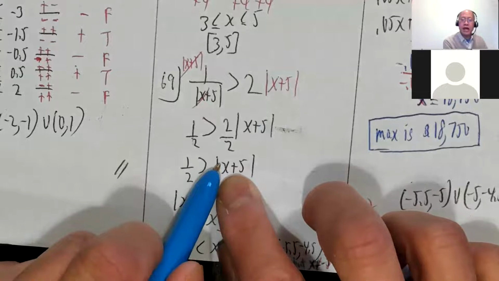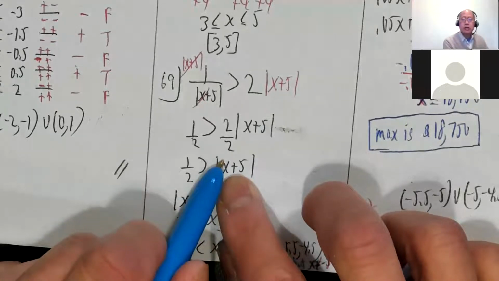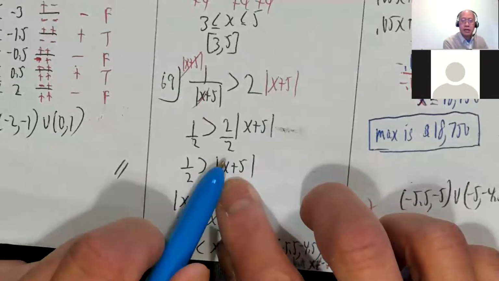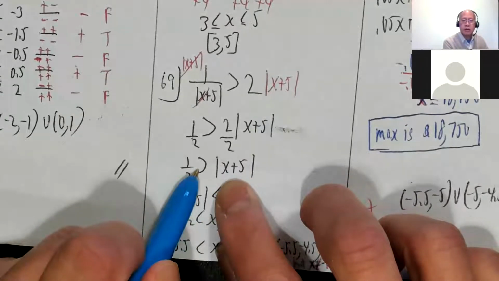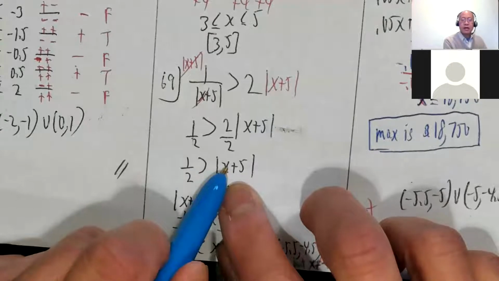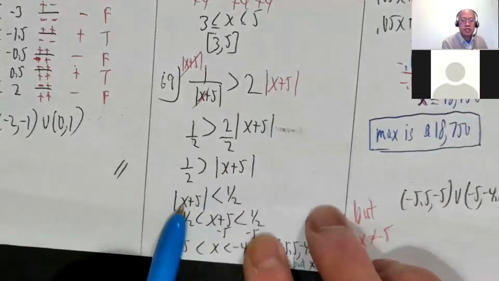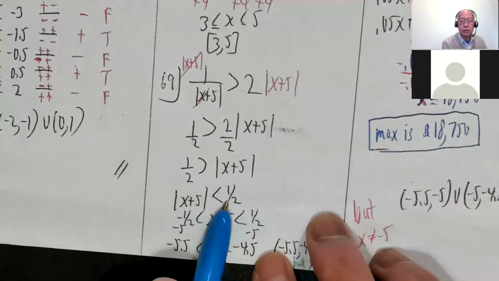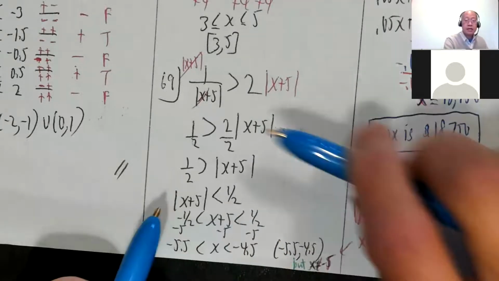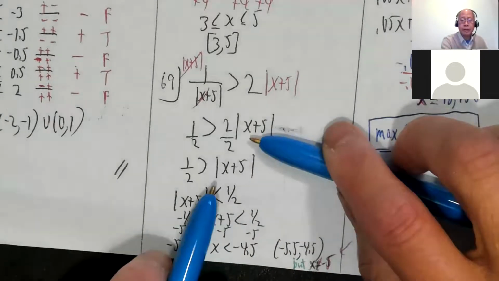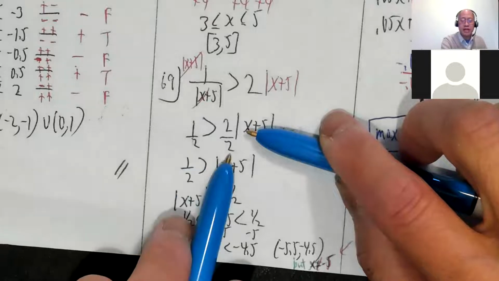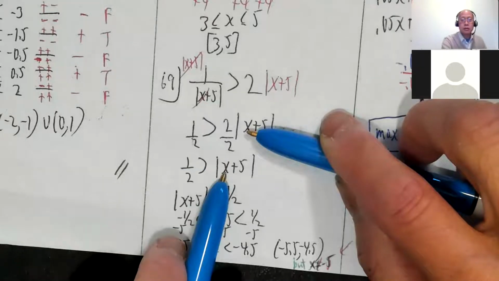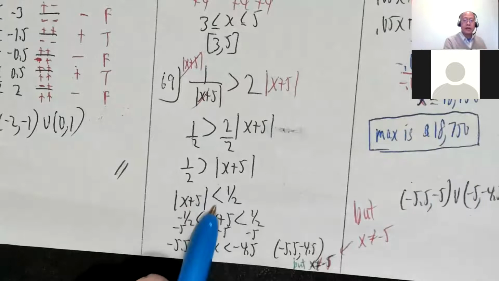Now, we're normally used to having the absolute value stuff on the left side. So how do I say the same statement, except this is over here and the half is over there? If 1/2 is greater than absolute value of x plus 5, that means the same thing as absolute value of x plus 5 is less than 1/2, correct? These say the same thing. Right? If A is greater than B, then B is less than A. Right, so now that looks like the previous problem.